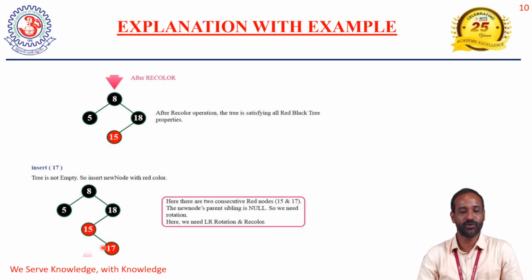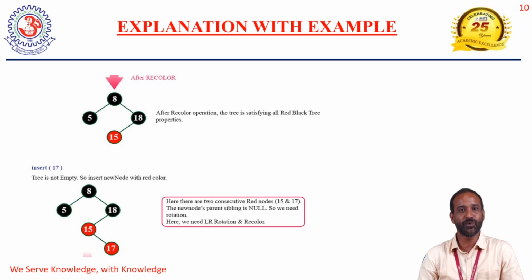I hope you understand. The new node is 17, and the new node's parent is 15. If the new node's parent does not have a sibling, at that time we perform rotation. This is LR rotation. From 18, 15 is on the left side, and from 15, 17 is on the right side. If this type of rotation comes, we perform first left rotation, then right rotation.